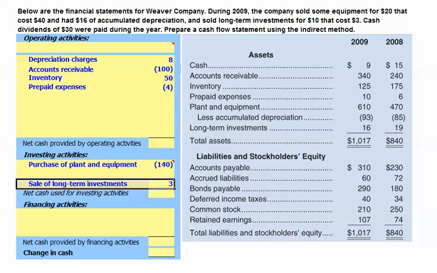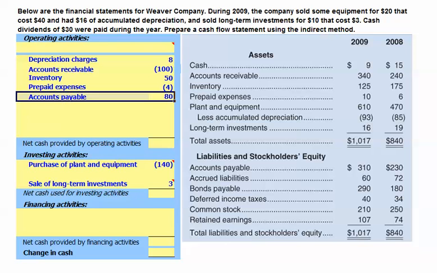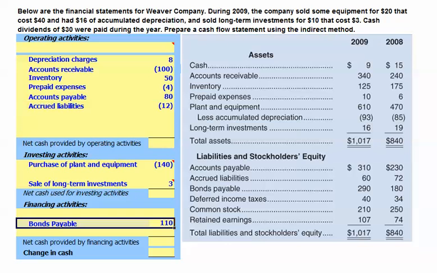Accounts payable increased from $230 to $310. This will show up in our operating section as an $80 source of cash. Accrued liabilities decreased by $12, which will be a $12 use of cash, again, in the operating section of our cash flow statement. Next, we have bonds payable. Bonds payable is a financing activity, and we had an increase from $180 to $290, so this will show up as a $110 source of cash in the financing section of our cash flow statement.